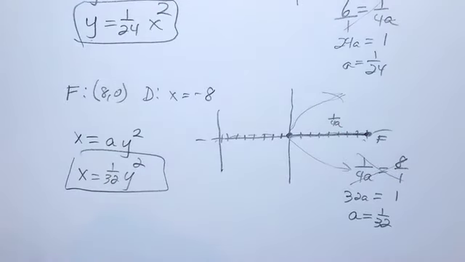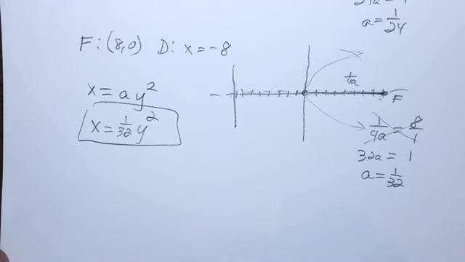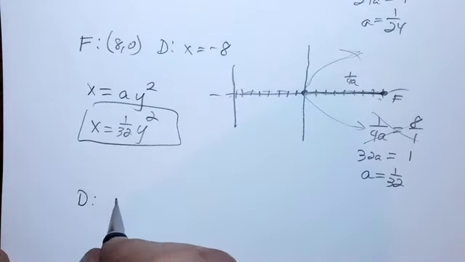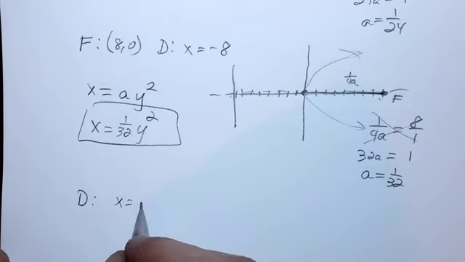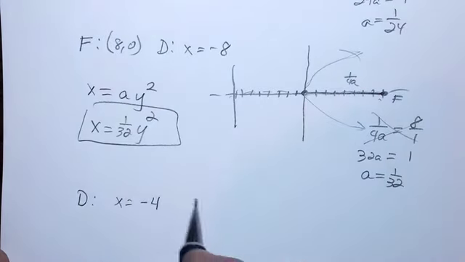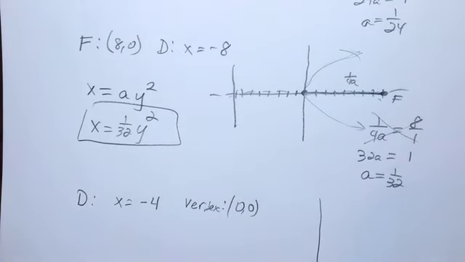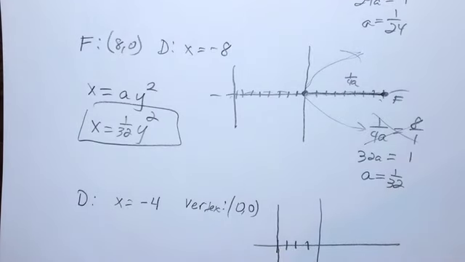Okay. All right, one more example. Let's say that the directrix is x equals -4, and the vertex is the point 0, 0. How do we find that equation? So again, just sketch. X equals -4; x equals means it's a vertical line. There's my directrix. Vertex is 0, 0.